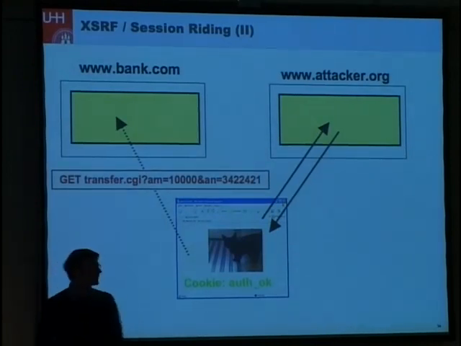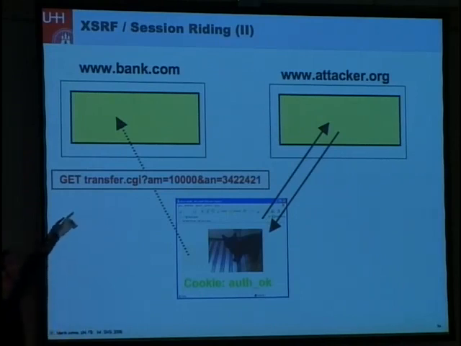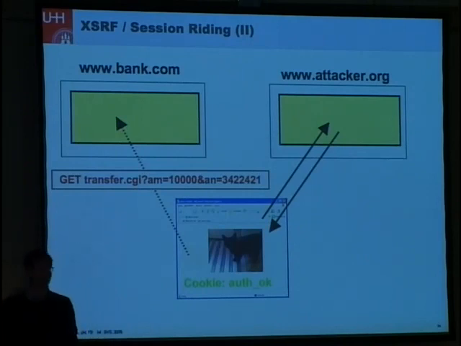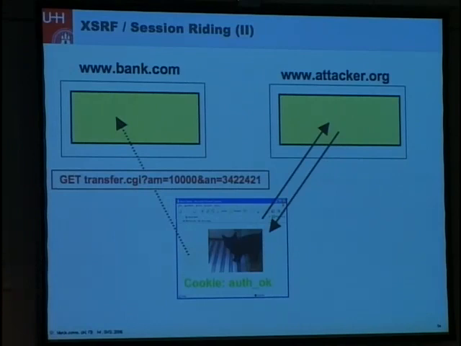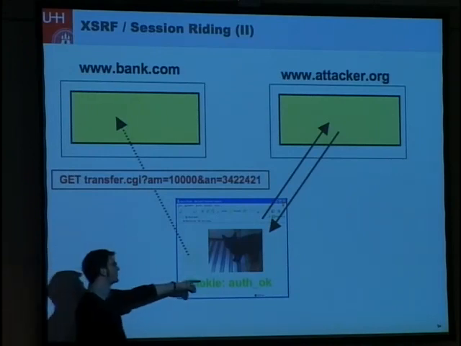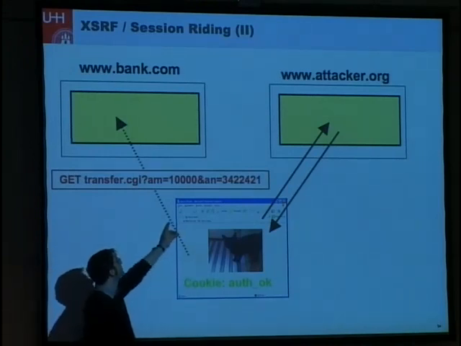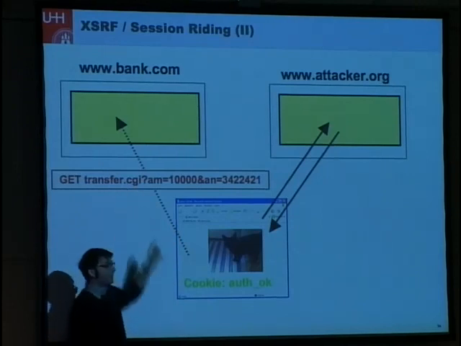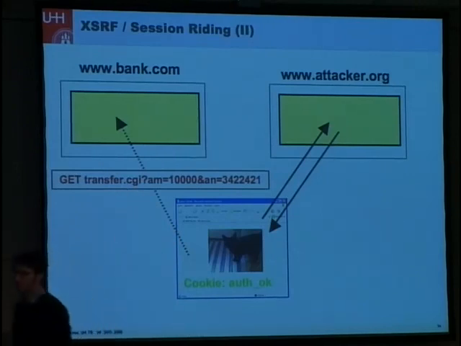And this hidden image references a CGI of the bank. The CGI is a transfer CGI and wants to transfer some amount of money to some account. Because the victim is still authorized with his bank, and the bank uses implicit authentication, the cookie is added to this request automatically, is received by the bank, and the bank thinks, oh, this guy wants to transfer some money to some account, I will do that, if this bank is really stupid. And we found a lot of stupid applications. So this is session riding, or cross-site request forgery, or CSRF.